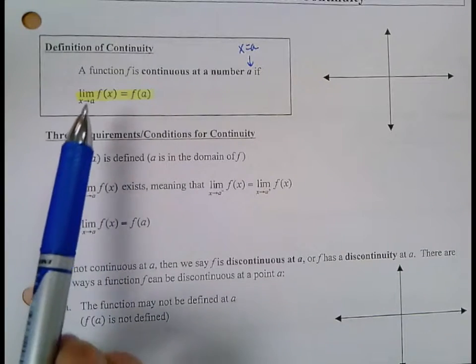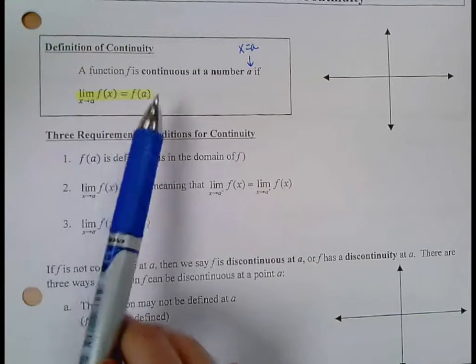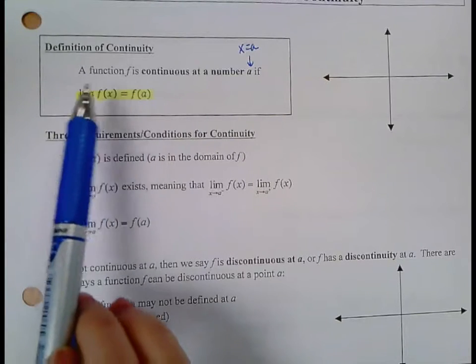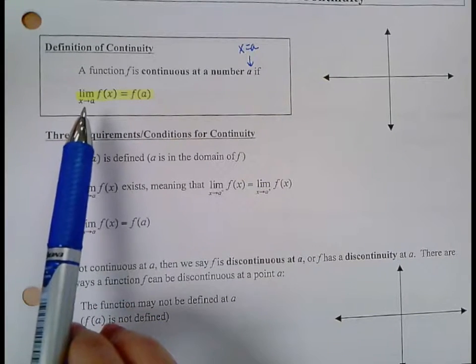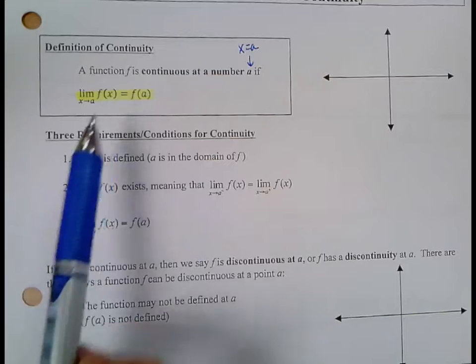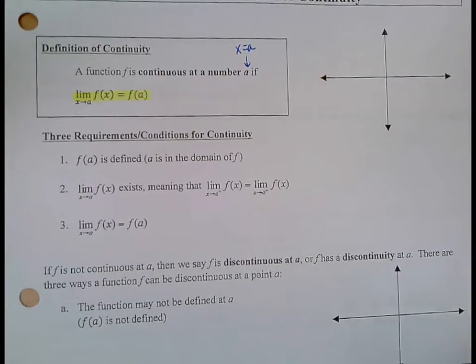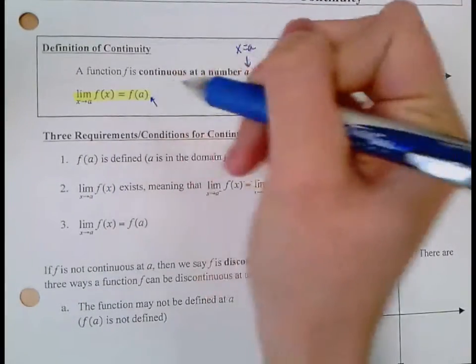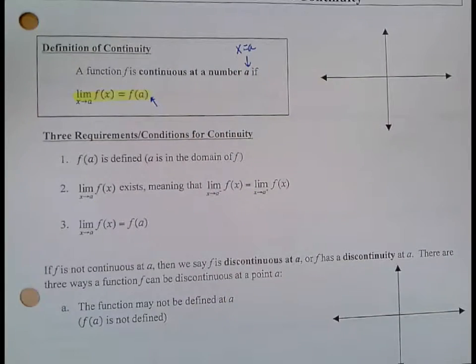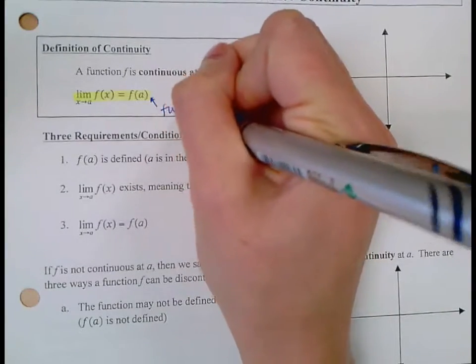To point out with this equation that we have here, the left side is the limit as x approaches a of f of x. So what are the y values approaching? f of a is actually the function value at the x value a.